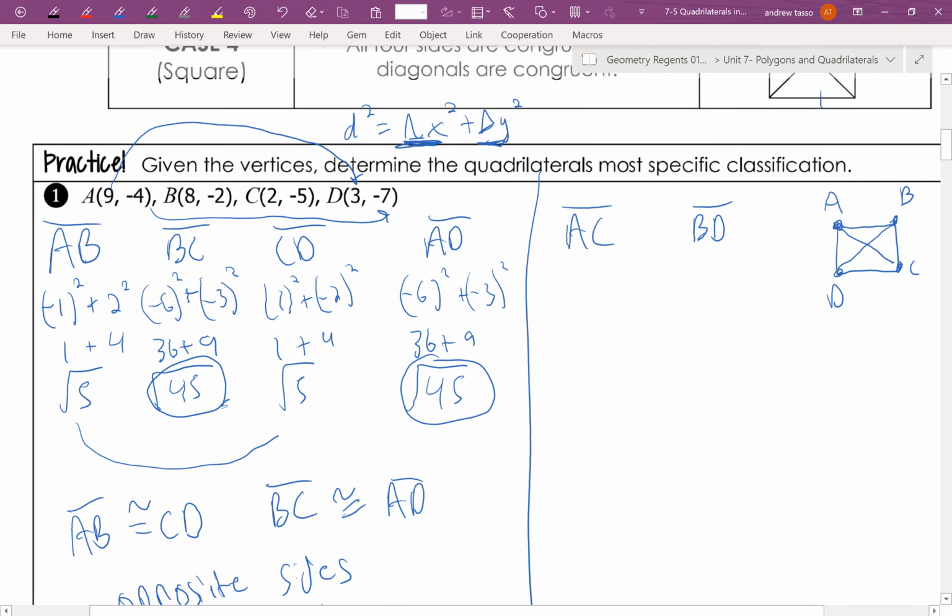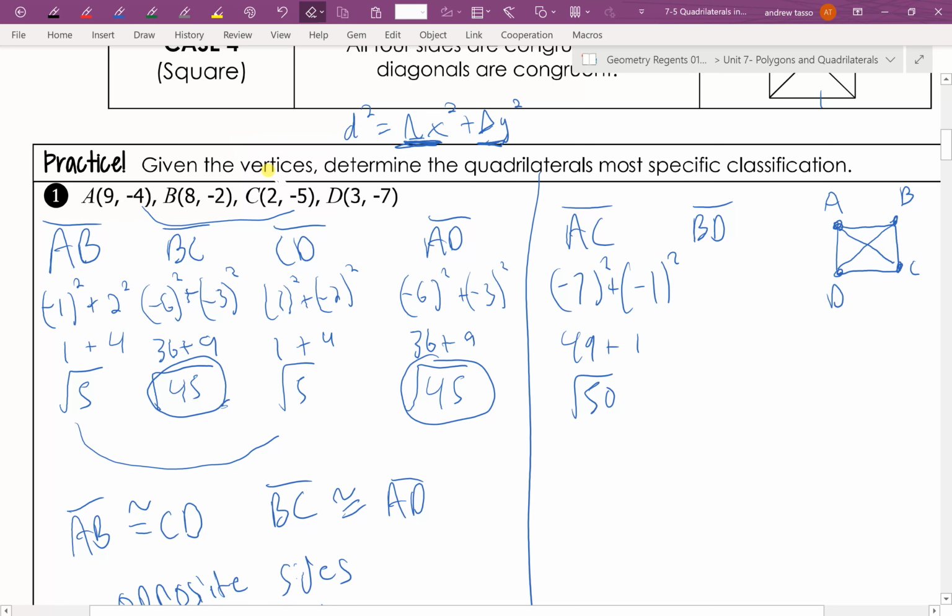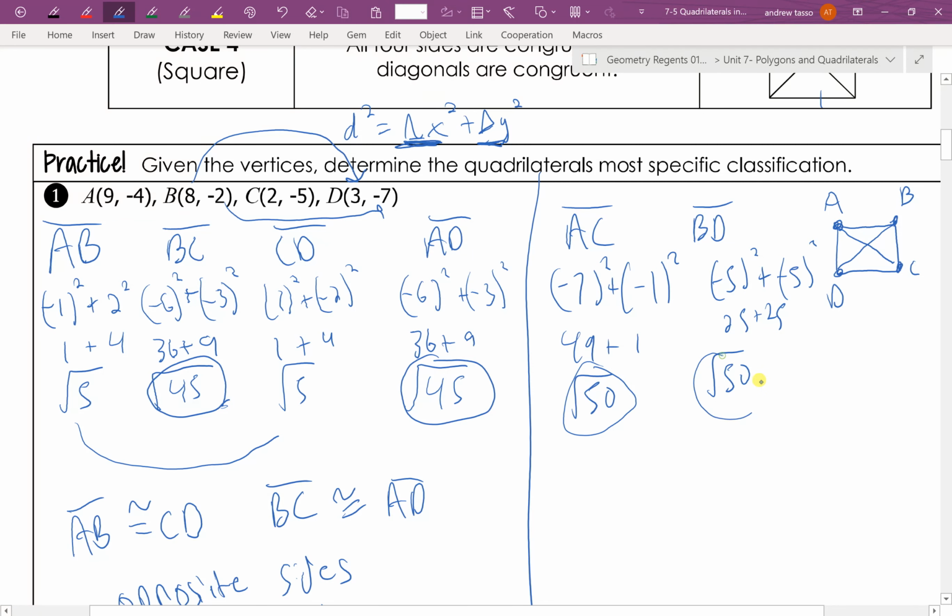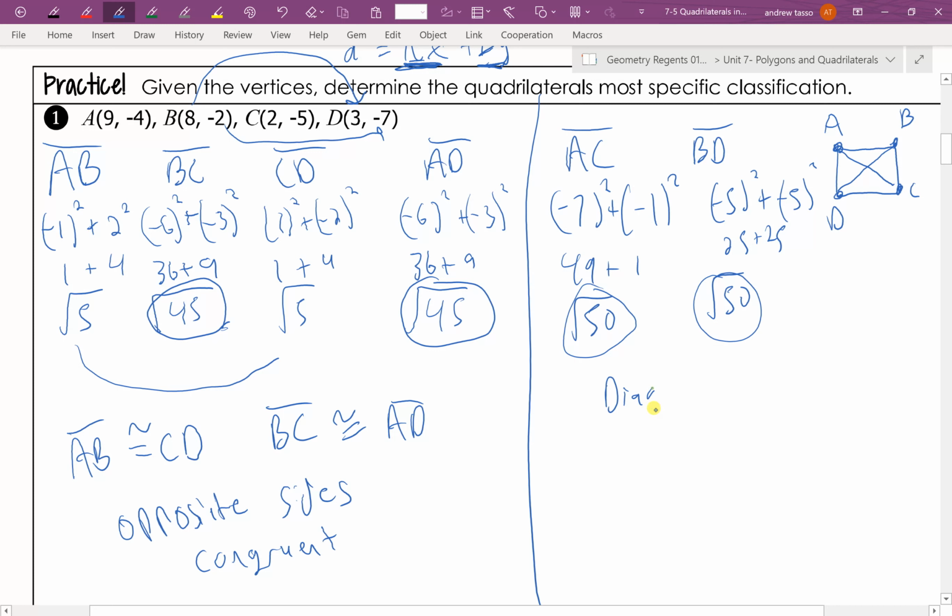So next we'll look at AC. As I go from A to C, the change in x is down by 7. The change in y is down by 1. So that equals 49 plus 1, which is 50, square root. And now we need to do BD. The change in x is down 5. The change in y is also down 5. And so we get 25 and 25, which is square root of 50. And lo and behold, the diagonals are equal. Diagonals are congruent.